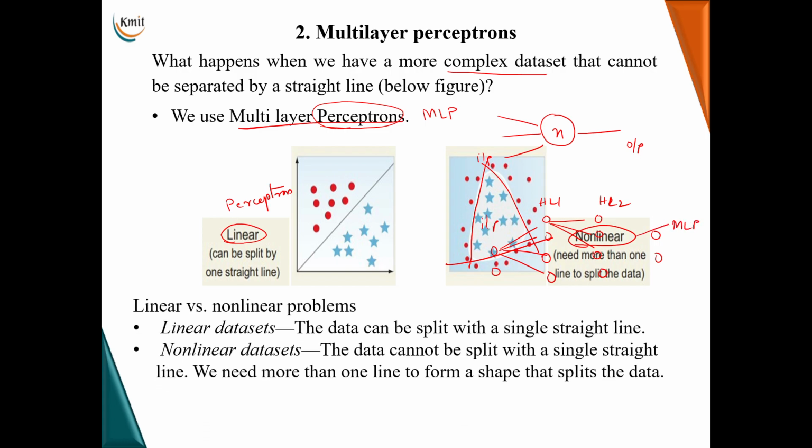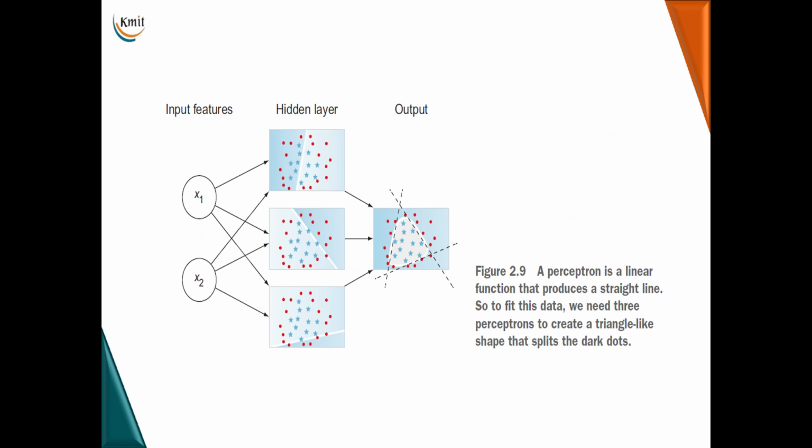So this is the difference between linear dataset and non-linear dataset. The dataset that can be split with a single straight line is linear dataset, and the dataset that cannot be split with a single straight line, that is, we need more than one line to form a shape that splits the data, is a non-linear dataset. Now, as we have already learnt that for a non-linear dataset, we need more than one line. That means we need to come up with an architecture that uses n number of neurons in our neural networks.